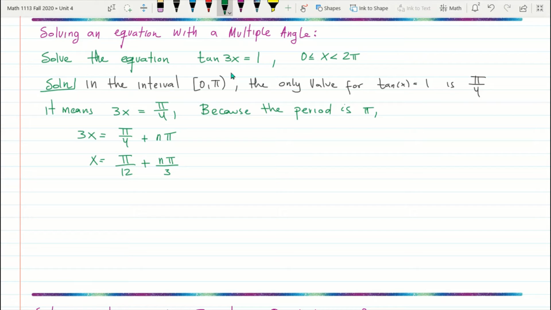Okay, so we get this general answer, right? We have x is equal to pi over 12 plus some multiple of pi divided by 3, right? So in the interval from 0 to 2 pi, not including it, there are several answers. So let's go ahead and figure out those several answers. So if you let n equal 0, then we have x is equal to pi over 12, right? I guess I'll plug it in so you can see. Okay, so that's one answer.